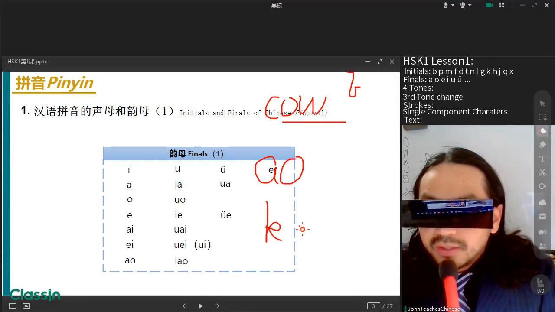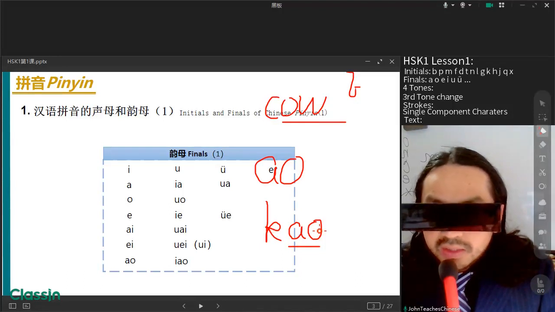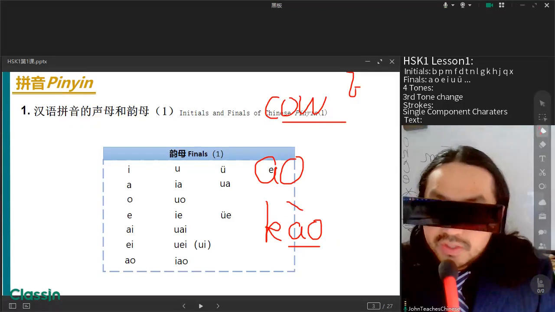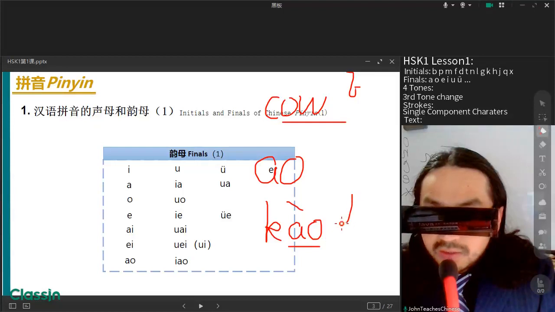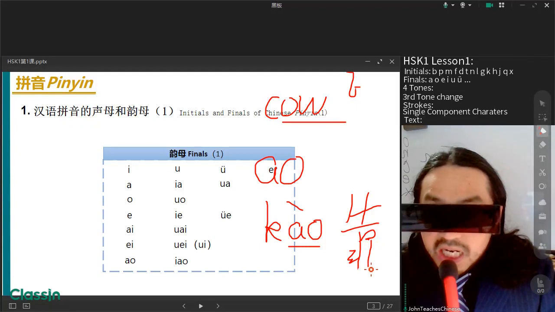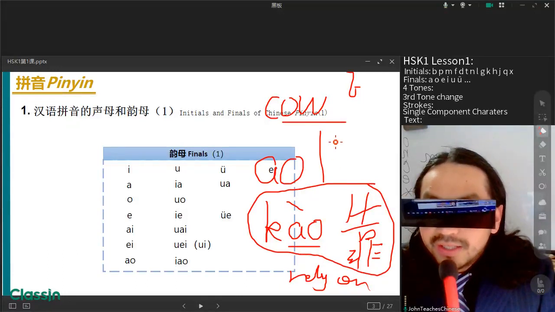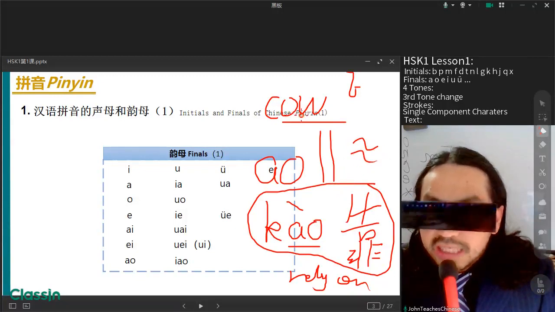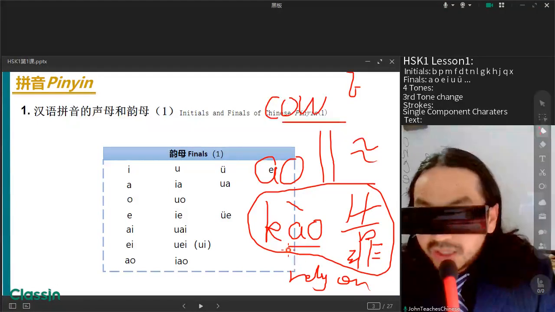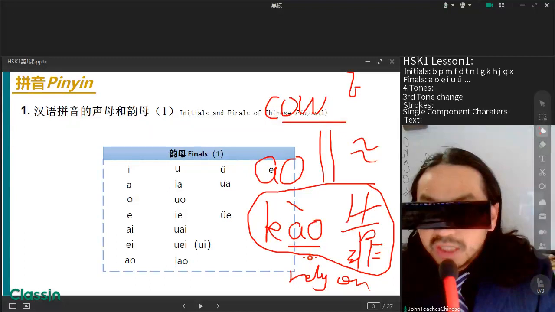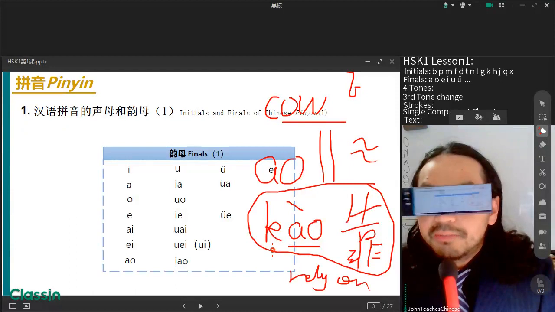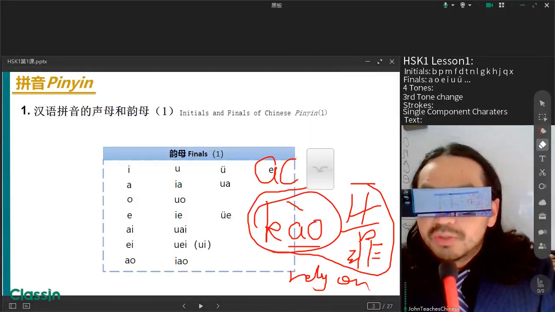I give you a funny one. Here we have the combined final ow. K plus ow gives kou. Or if we give a fourth tone, it gives kòu, which means rely or rely on. But also it's a dirty word. And this one sounds almost totally the same as the English word cow. Can you tell the difference? But anyway, be careful speaking this word, especially when you speak it singularly.